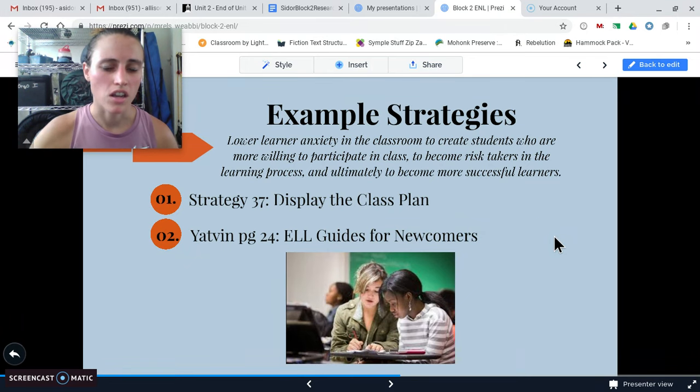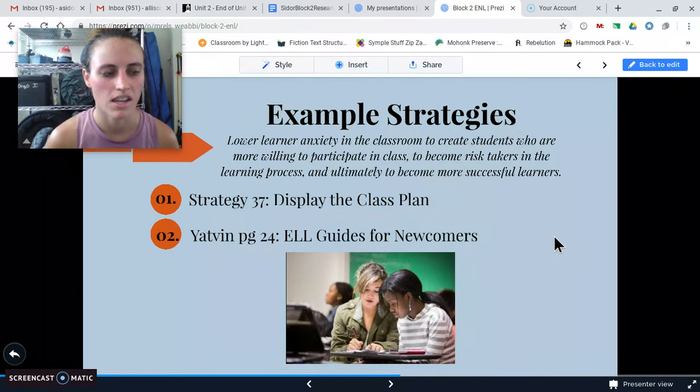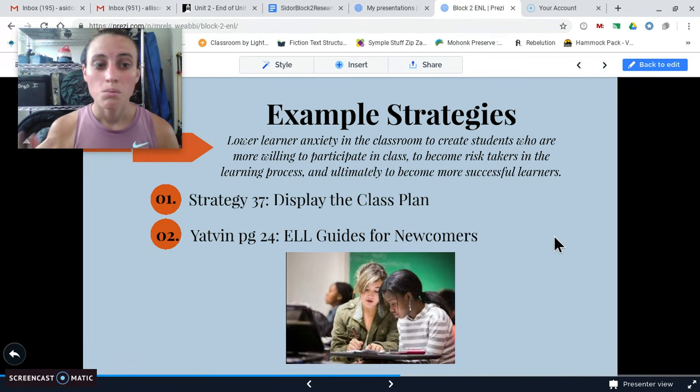I also like page 24, Yatvin suggests an ELL guide for any newcomers. I think that definitely would lower their anxiety because your new English language learners wouldn't be worried about something as simple as finding the bathroom. They know that they don't have to talk to the teacher. They don't need to stop class. They can just whisper to this person who's next to them or point to a picture. They don't even need to use words if they don't have them yet.